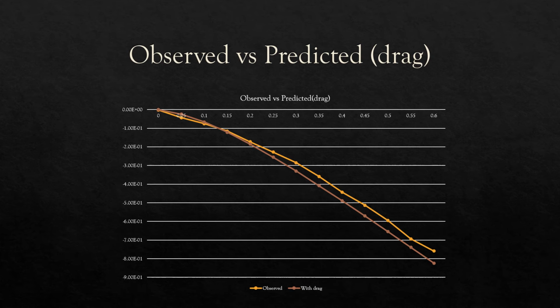In the case of this graph, observed motion and predicted motion considering drag are shown. These curves are very similar, as you can see, because the predicted motion model considers drag, which we now know is present in the real world in the form of air resistance, and the real world was the scenario where the experiment took place.